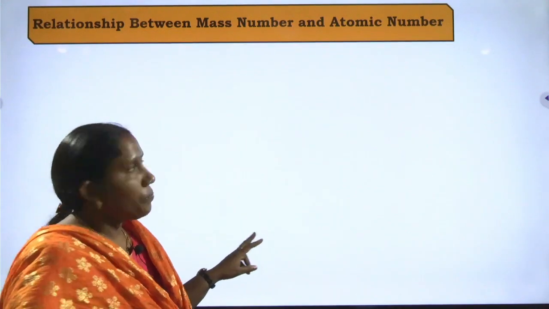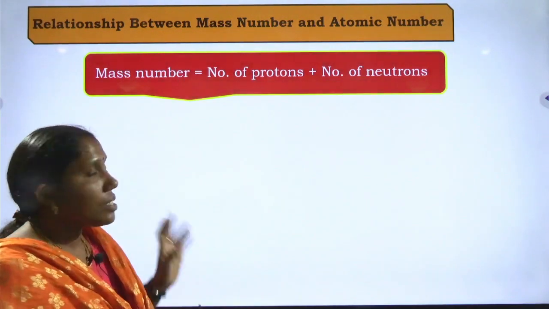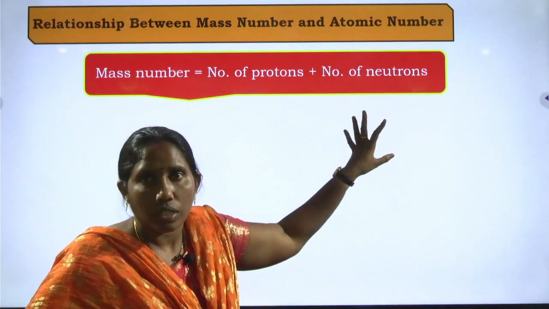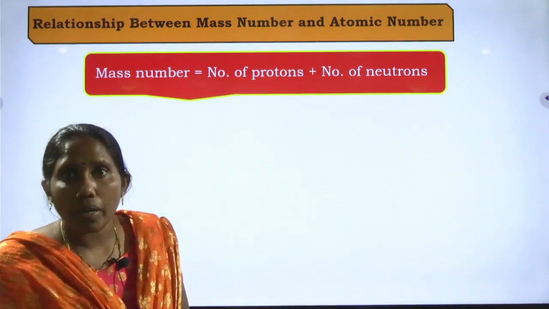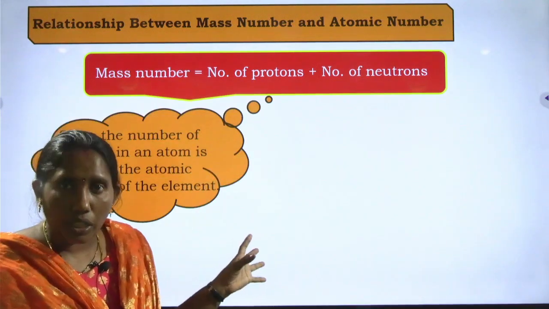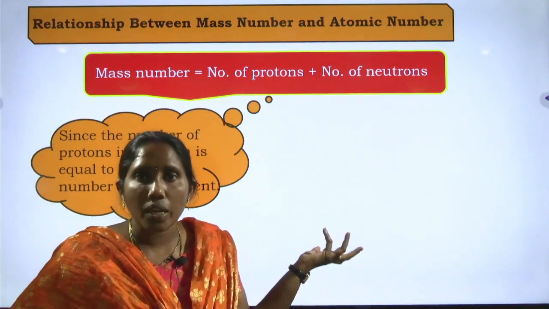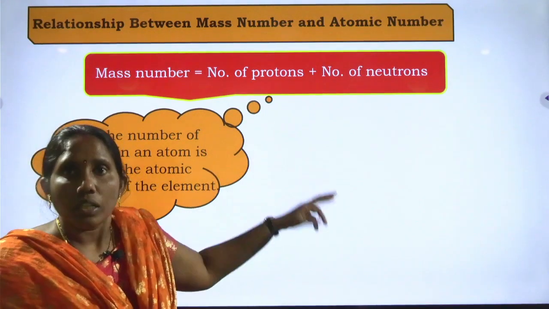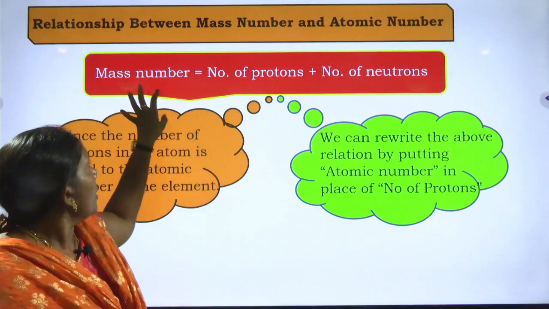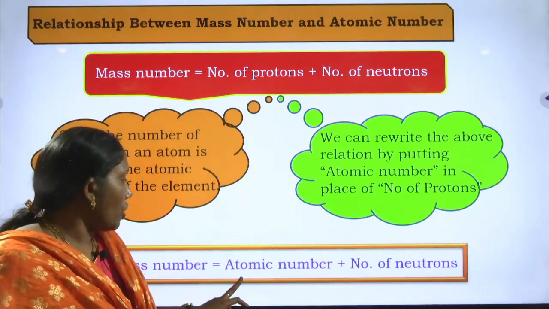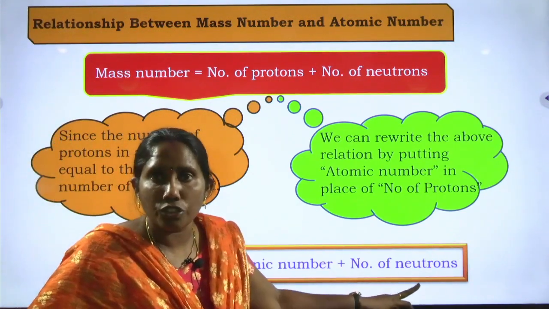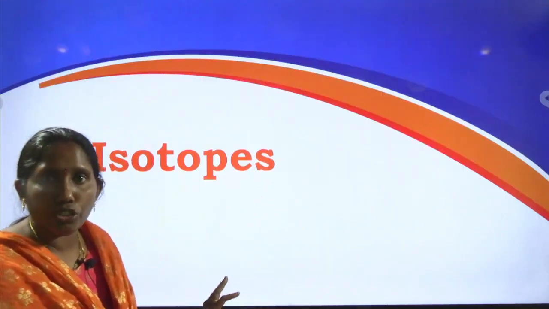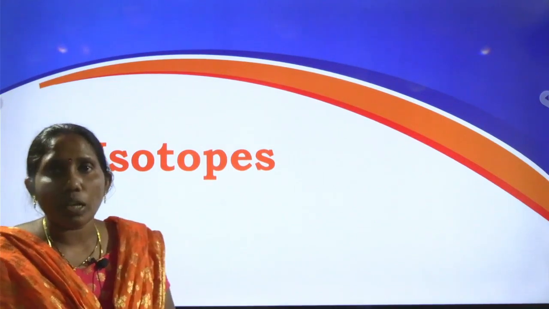Next, what is the relationship between the mass number and atomic number? See here, mass number means the number of protons plus the number of neutrons. But we already know that the number of protons means the atomic number. So I replace the number of protons with the atomic number. Then the formula will be: mass number is equal to atomic number plus number of neutrons. Okay, that is about the mass number.